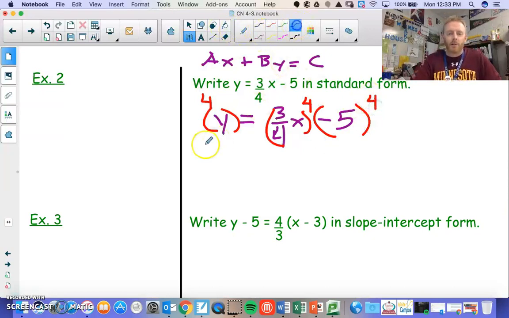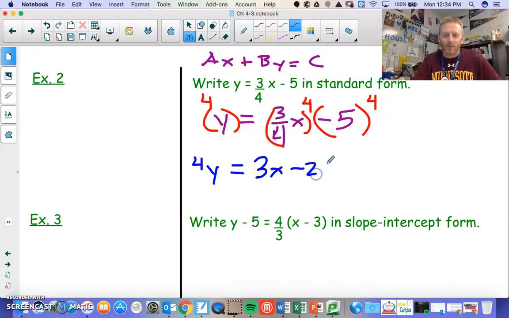So this will look pretty. It's going to say 4y. Sorry, the computer gets glitchy sometimes. And then 3 times 4 is 12. Divided by 4 is back to 3. 3x. And then this -20.